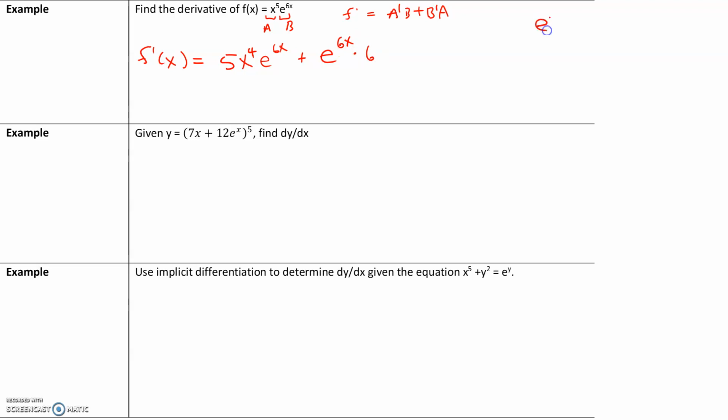So remember, it's e to the u. The derivative of that is going to be e to the u times u prime. So u is 6x, so we have e to the 6x times u prime, which is going to be 6. So that's our b prime, e to the 6x times 6. We still have to multiply by a, which is x to the fifth. So if you simplify this a little bit, then we get 5x to the fourth, e to the 6x, plus the 6 we can move to the front, 6x to the fifth, e to the 6x.